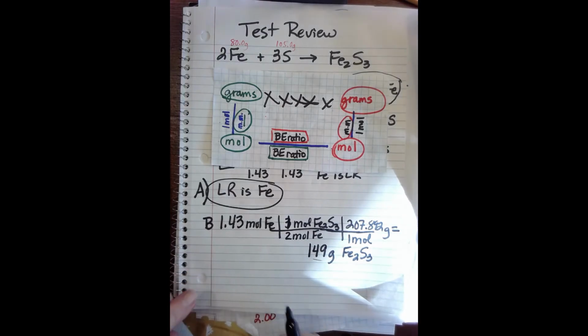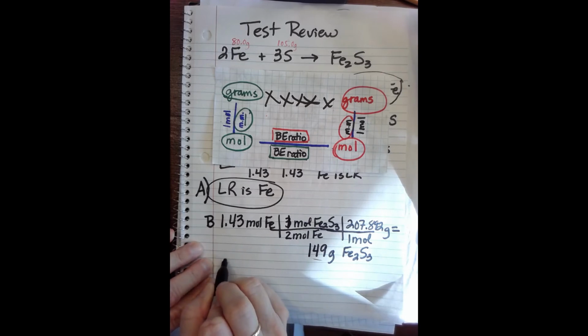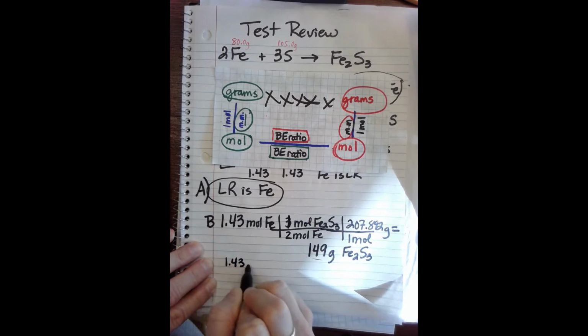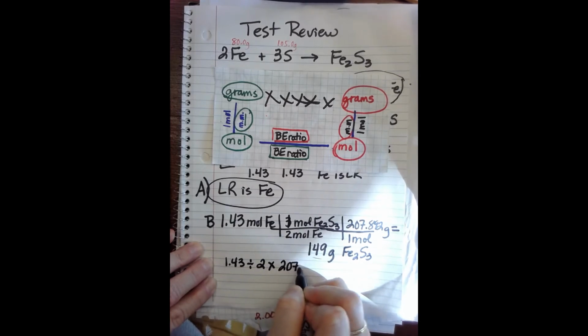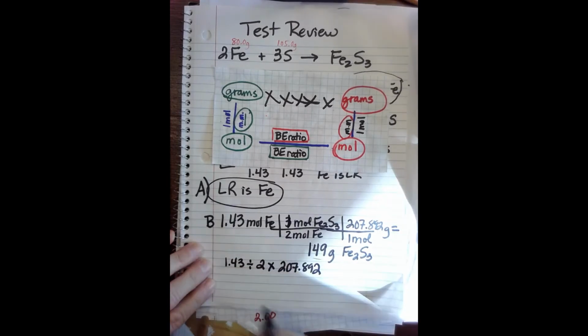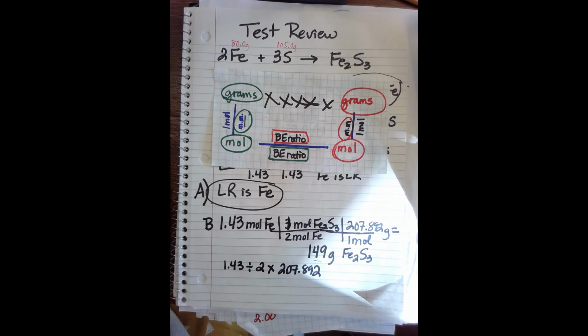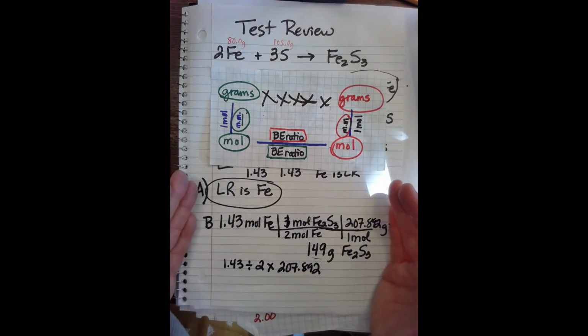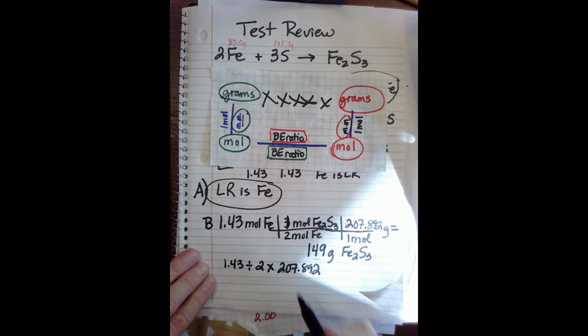So your work, type your work to be this: 1.43 divided by 2 times 207.892. That's the work that you did. That's the math that you did, okay? That cleans that up a little bit. It's correct on your paper, right? It's correct on your paper, but you're showing me the work that you did that got you to here.